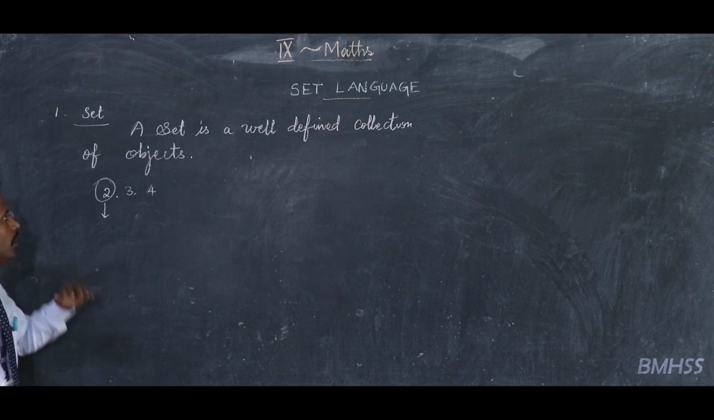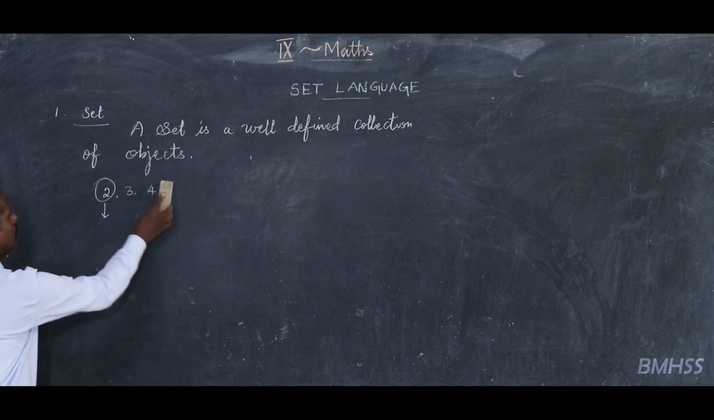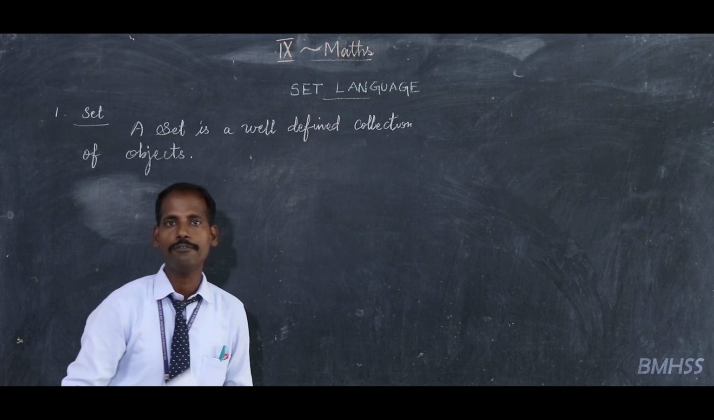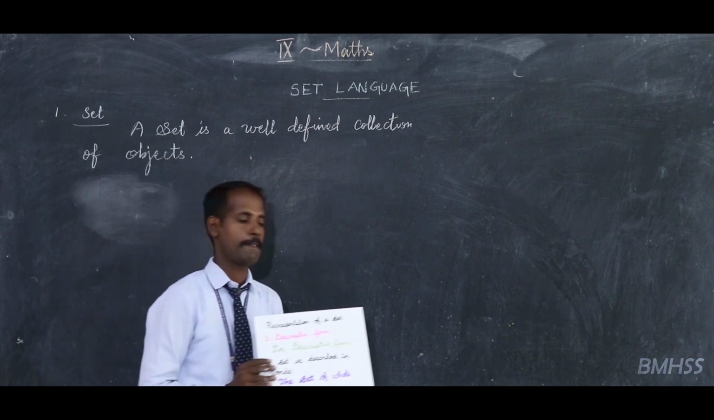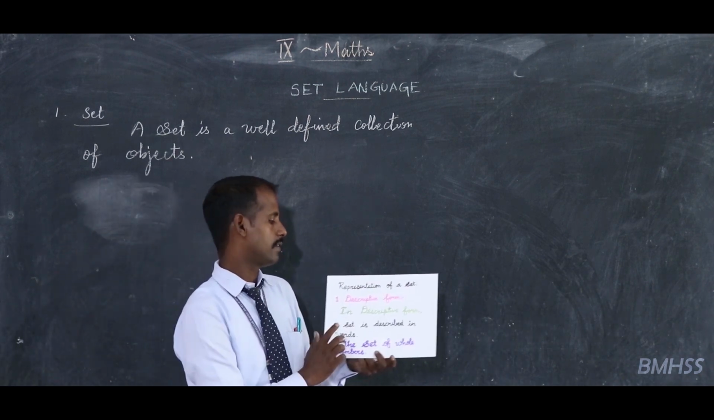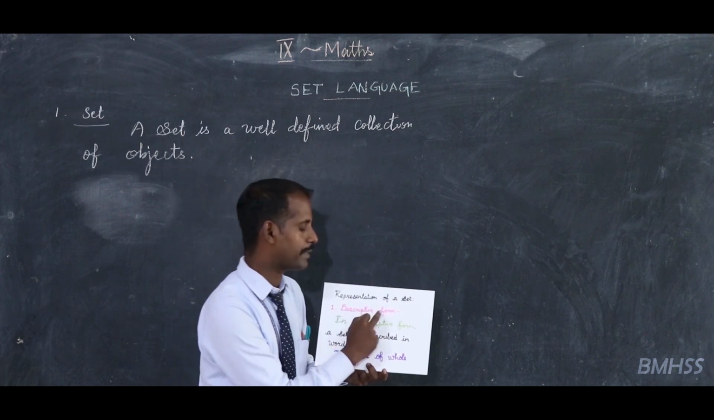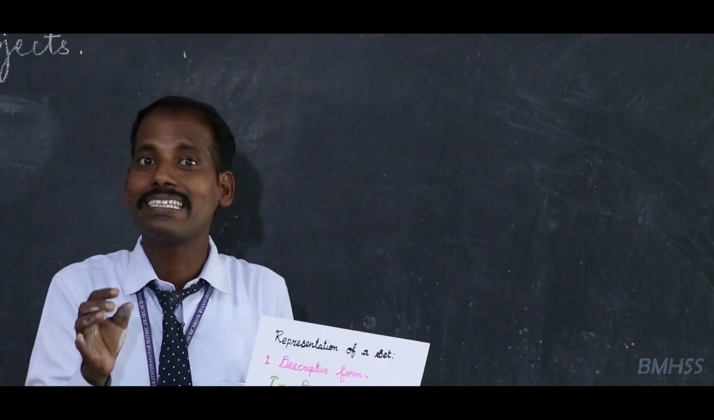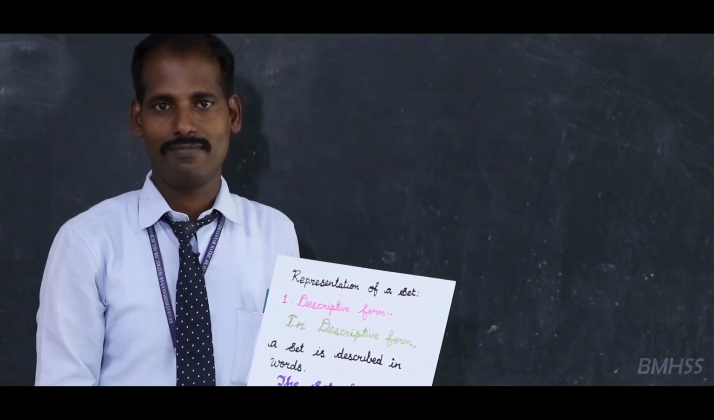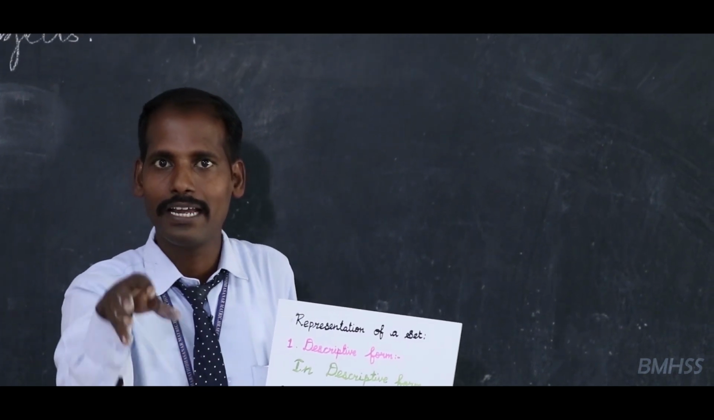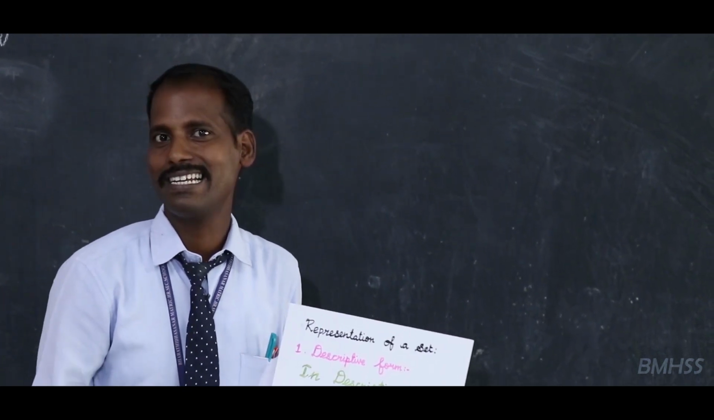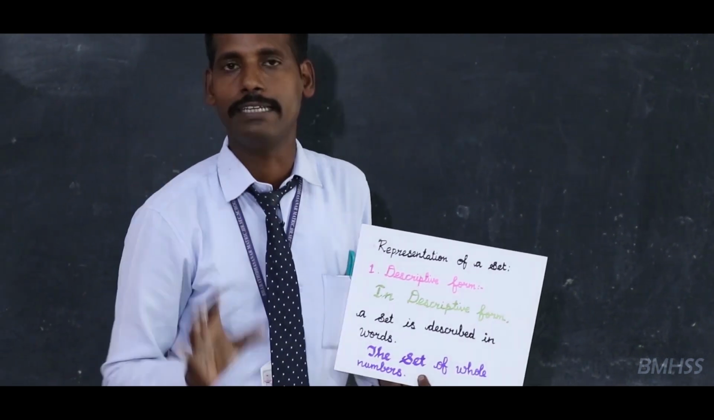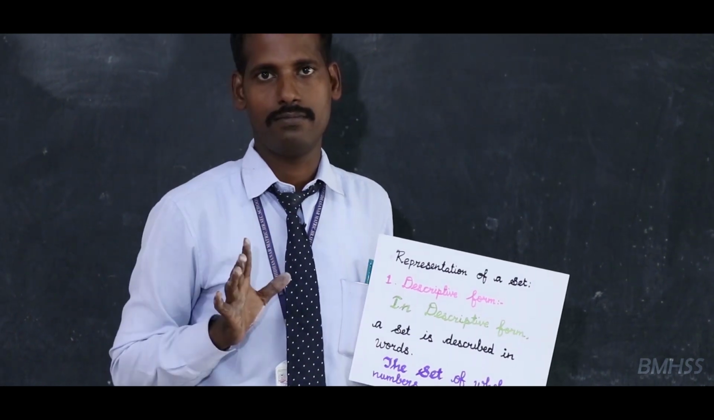Next, three types of format. One is representation of set. Three types. First one, descriptive form. What is descriptive form? In descriptive form, a set is described in words. For example, the set of all natural numbers. It is described in words only. It is one type of set.